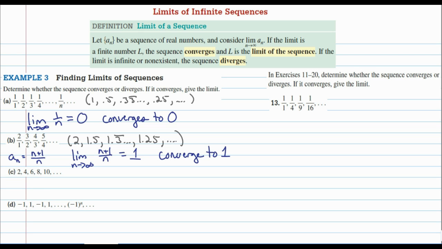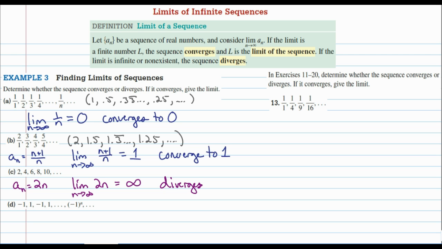Part C, an expression to define this sequence might be a sub n equals 2n, because these are just the even integers. So 2 times 1 is 2, 2 times 2 is 4, 2 times 3, 2 times 4, 2 times 5, etc. So I'll take the limit as n approaches infinity of 2n, and as n gets larger and larger, this limit is going to be positive infinity, so this sequence diverges.